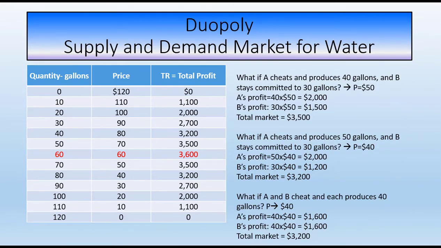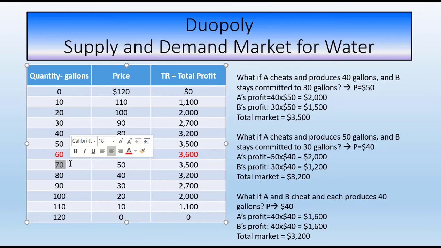Now, again, let's look at some scenarios that might happen. The first scenario on the right here is what happens if A cheats and produces 40 gallons instead of the 30 and B stays at 30. So now there's 40 plus 30 gallons, that means there's 70 gallons. Well, 70 gallons means a price of $50. So A is at that new 40 gallons at $50, it's $2,000 profit, and that's a bit more than $1,800, so that's beneficial for A. That's why he or she's cheating.